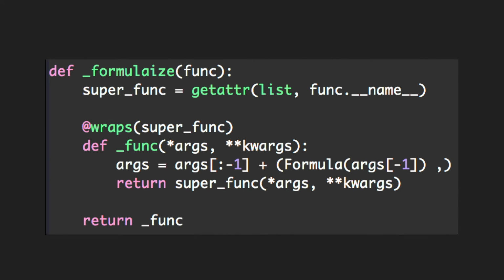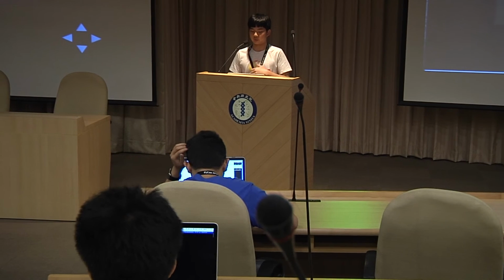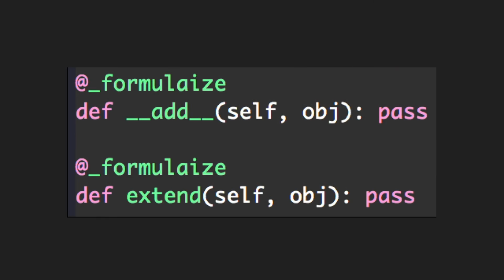So the thing I want to do is like this. I defined another decorator, which is called formulae. This function will convert the last argument into a formula. It's just the same as stepify, but I changed step to formula. So I can add another formula to the original formula. Then I can do it like this.